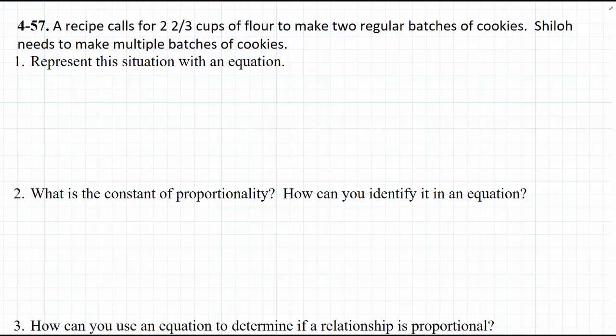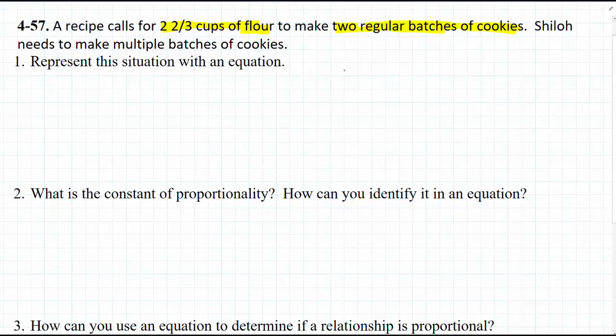So I think there's two different ways to look at it. I think the best way for you to look at this point is to relate it to a table. If we make a table with this information, let's look at the two variables we have. We have 2 2/3 cups of flour, and we have 2 regular batches of cookies. Those are the two things that are going to be changing. Let's create a table from this information.